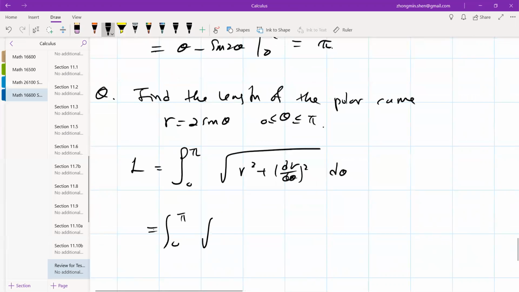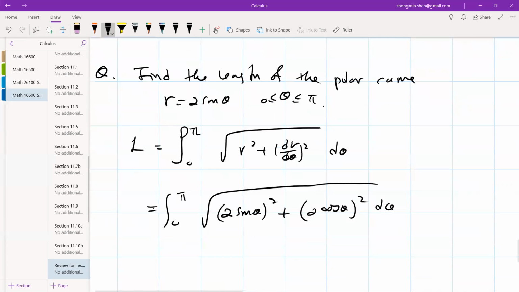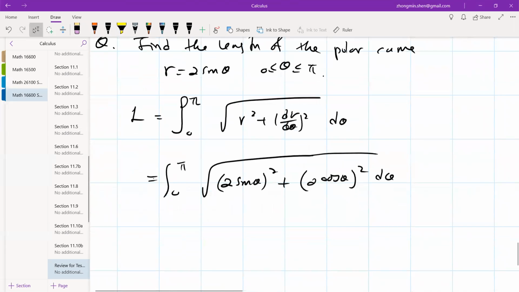I'm not sure you can simplify: (2 sine theta) squared plus the derivative, (2 cosine theta) squared, d theta. So you will see that it's going to be just 2 squared. So in this particular case, 2 squared times cosine squared theta plus sine squared theta, which is 1. So the answer will be 2 pi. And that is just the circumference of the circle. Okay.